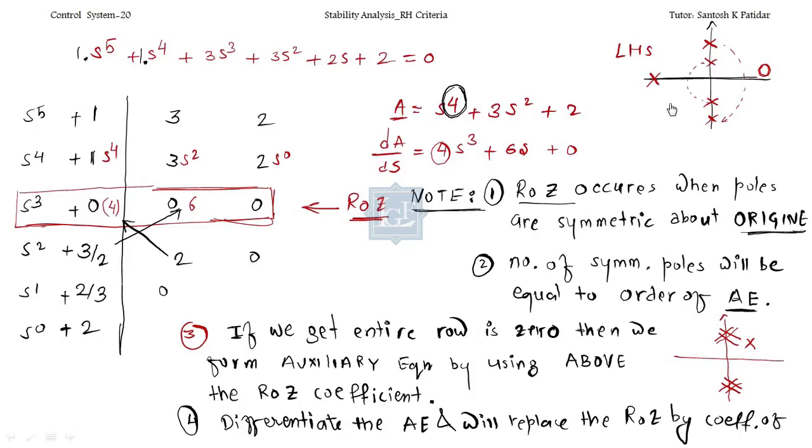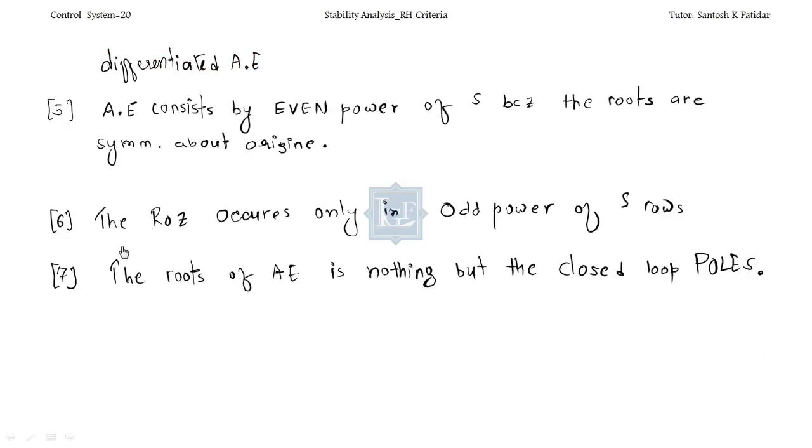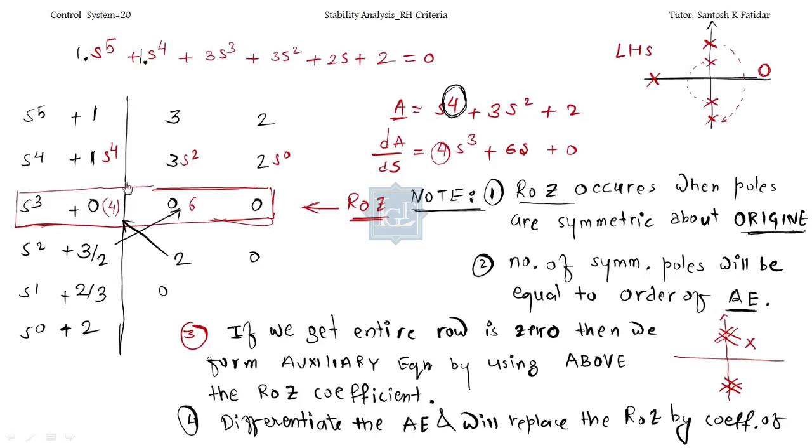Okay, now let's come to the next one. For the same question we have 3 more points. The auxiliary equation consists of even powers of S. Why even power? See, this is the auxiliary equation. Here the power of S is even: 4, 2, 0. Why? Because the auxiliary equation order is 4. This 4 is showing the symmetric poles about the origin.